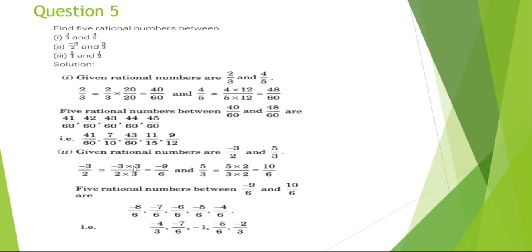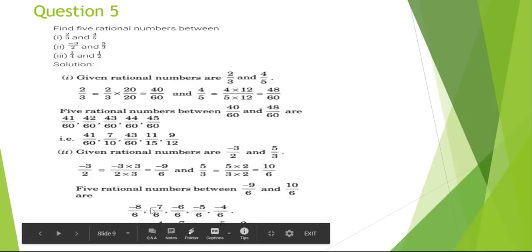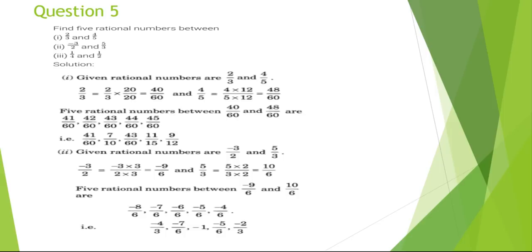Now in the second part, again you need to find 5 rational numbers between minus 3 by 2 and 5 by 3. So you can easily find them, and they can be minus 8 by 6, minus 7 by 6, minus 6 by 6, minus 5 by 6, and minus 4 by 6. But you obviously can't include minus 9 by 6 and 10 by 6. Be careful about that.